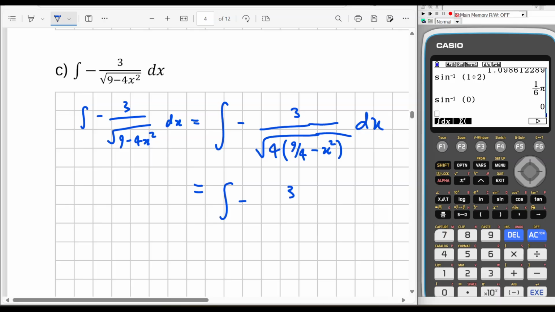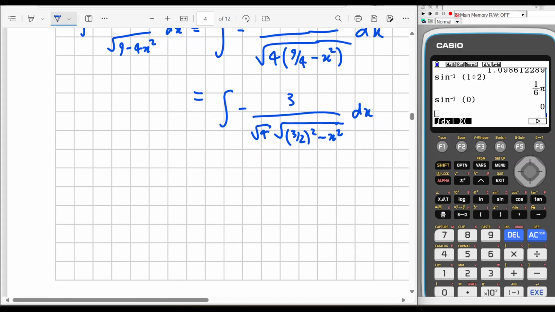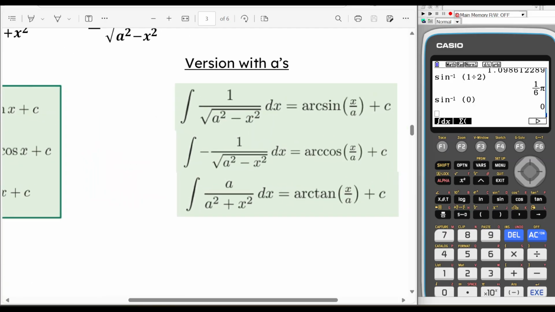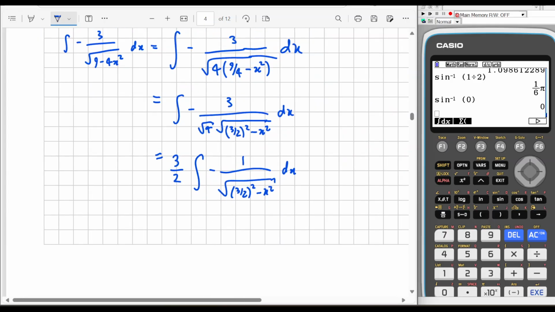Well, so that is root 4, and root of 9 over 4 is actually just 3 halves squared, just like that, dx. And then this is 3 over 2 that we can pull out, because root 4 is 2. Okay, so we get that, and then we can line it up with our formula. So I think if we had this formula, it sort of looks like that, the arc-cos formula. So this is just going to be 3 over 2 here.